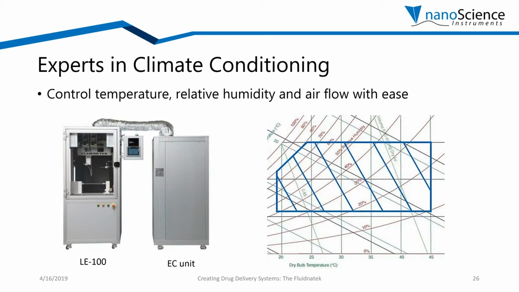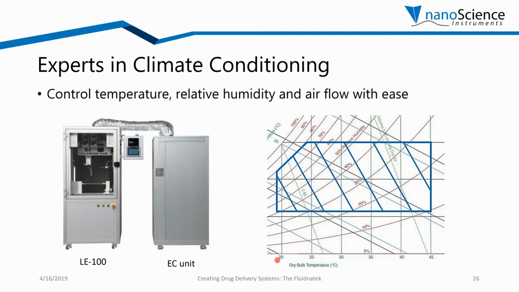So the first image is showing our LE100 unit with the climate conditioning control unit and how they are attached to each other. So all the air is conditioned in the environmental control unit. Once the air is conditioned in this unit, it goes directly into the main LE100. That means that the conditions inside the chamber are going to be consistently the same as you input in the machine.